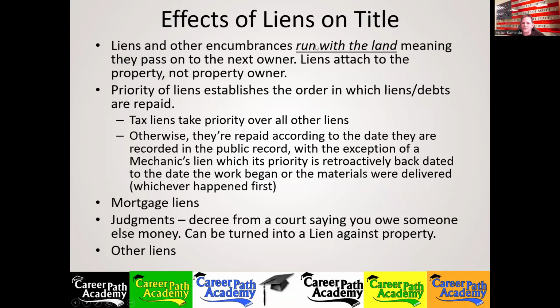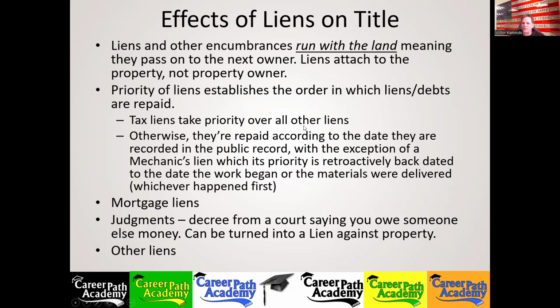Liens and other encumbrances run with the land. Once again, that means they pass on to the next owner, and liens attach to the property, not to the property owner. The priority of liens establishes the order in which the liens or debts are repaid.